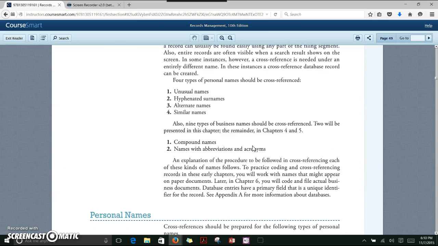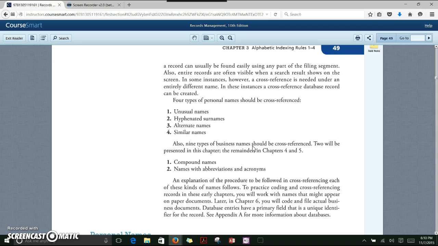Let's look at some of the reasons we would cross-reference. There are 4 types of personal names that should be cross-referenced: unusual names, hyphenated surnames, which we're seeing more and more of because many are using their maiden name and their married name and just hyphenating them. Alternate names, because some are known as initials, but their full, really legal name is something else.